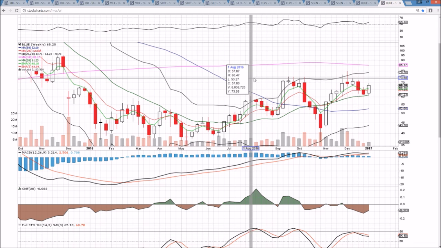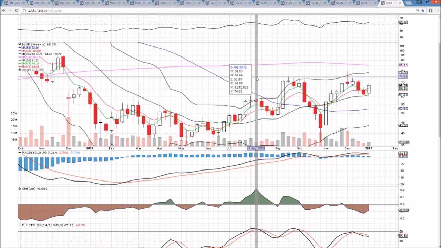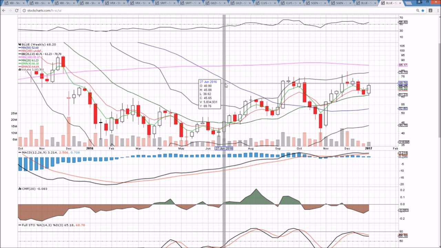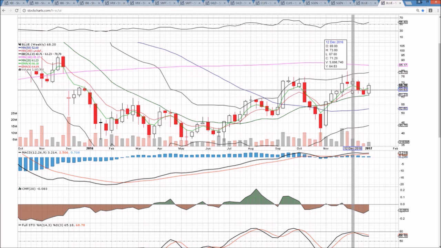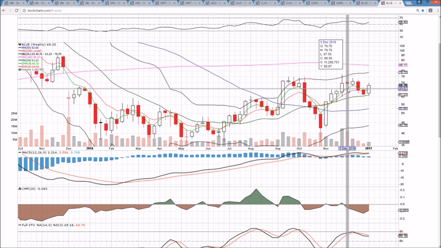Look how key this 75 psychological level is. We've rejected from it a half dozen times in the past 5 months with the inability to close above it. Once we close above $75 on BLUE, we know another leg to the upside is likely coming, and we are going to be looking up towards the high we've seen this year, which is up at 79.70.